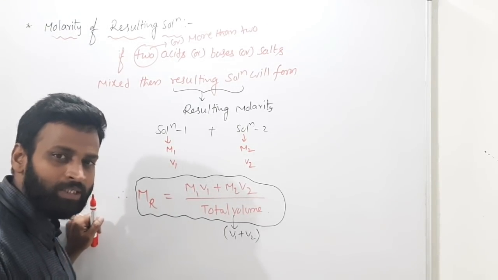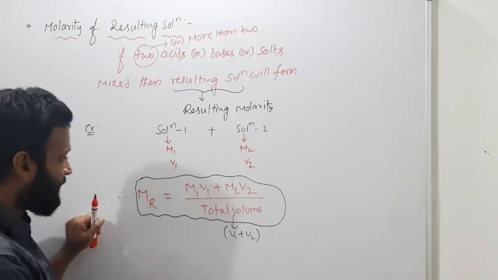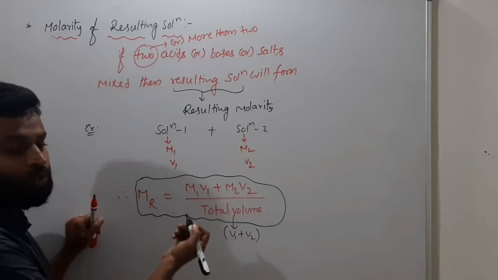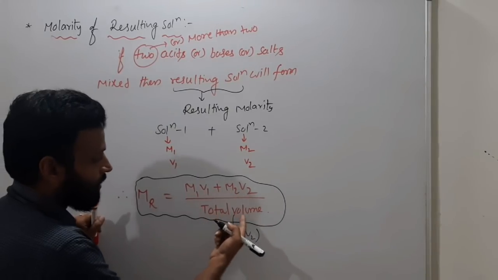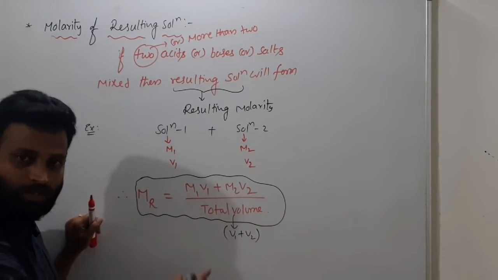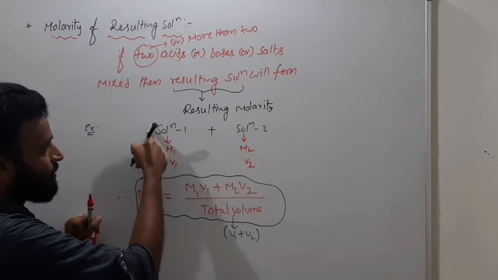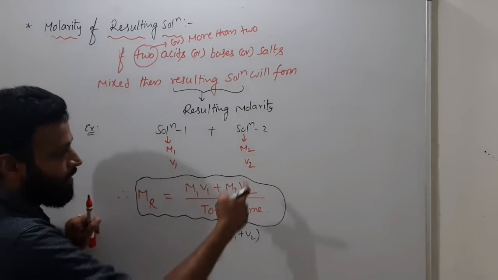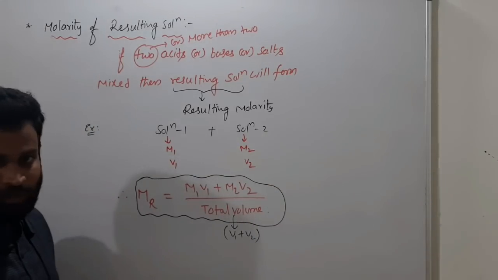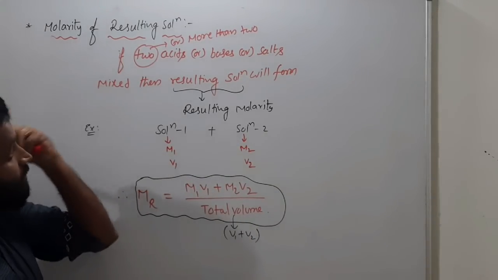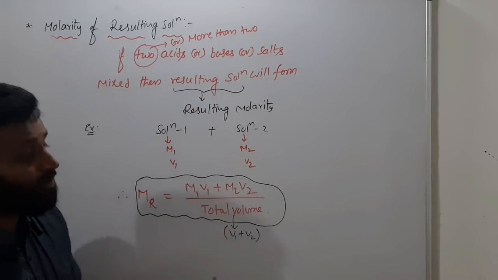What is dilution? It means excess of solvent is added. Understand? So what is the resulting molarity? If two solutions are mixed, then M1V1 plus M2V2 by total volume. M1 and V1 are the molarity and volume of the first solution, and M2 and V2 are the molarity and volume of the second solution.